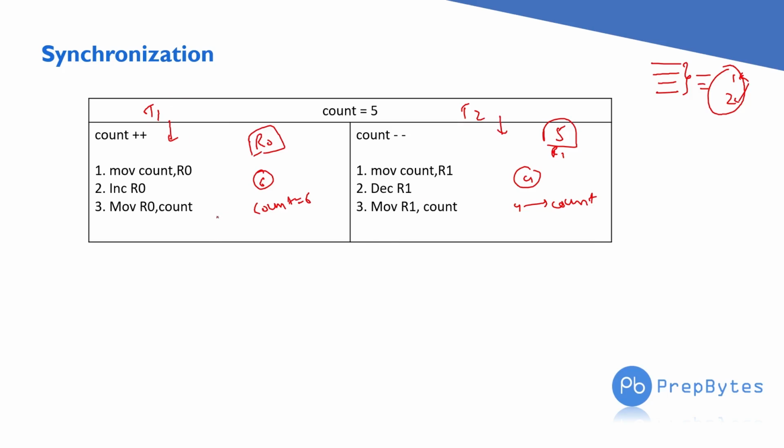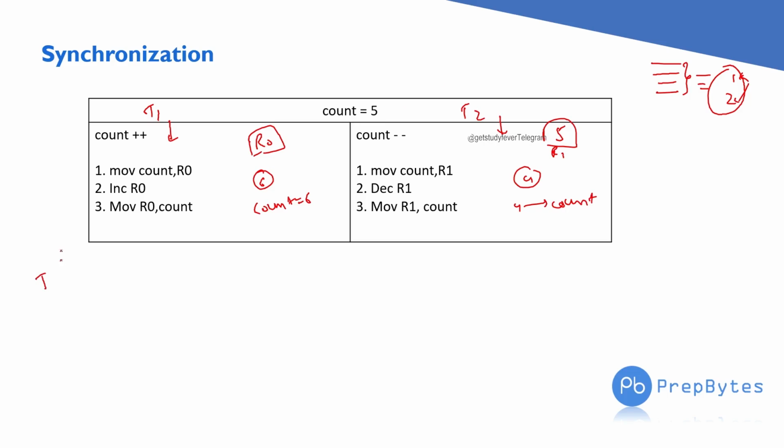But the problem is T1 can access count plus plus and T2 can access count minus minus simultaneously. There is no condition that is stopping them. So the shared variable can be accessed by both T1 and T2 simultaneously. Let's see what the problem is.